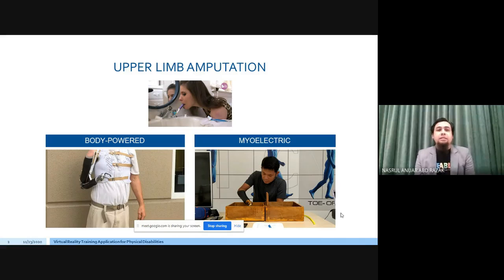As you can see from the figure here, there is a lady holding a toothbrush in order to conduct her daily life activities. This lady has a congenital disability. And you can see down there, there are two prosthetic interventions that can be accommodated in this kind of case. Usually for upper limb cases, we have three types of devices that we can provide for the user.